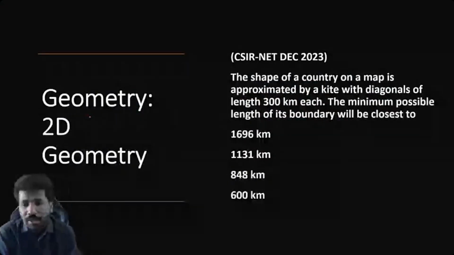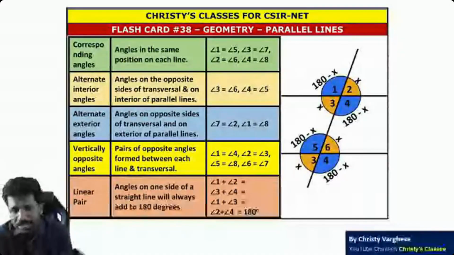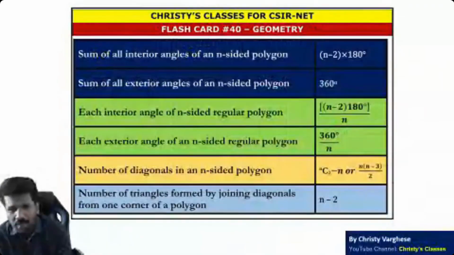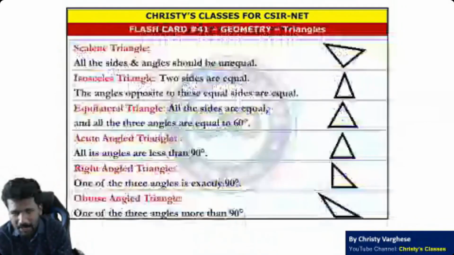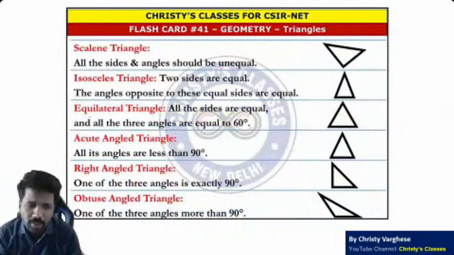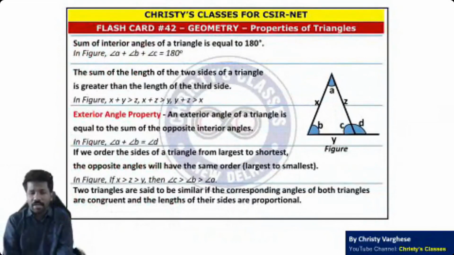Before that, 2D geometry, there are many areas in 2D geometry. Lines, parallel lines and transversal. Polygons, different types of polygons, sum of interior angles, sum of exterior angles, number of diagonals, etc. Then particularly about the polygon triangle, questions were asked many times. Triangle related theorems are listed here.